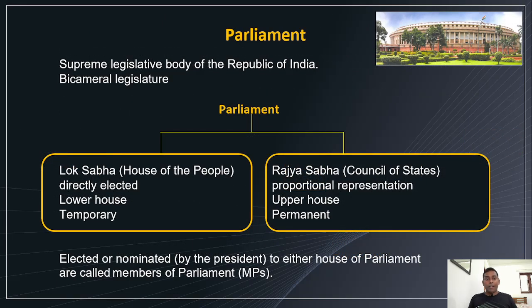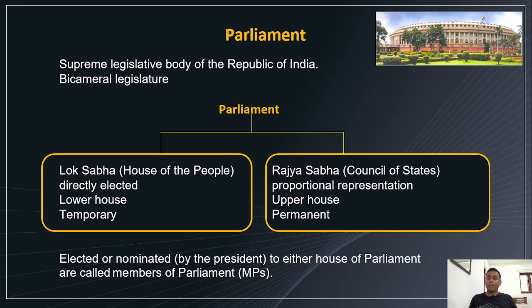Next is parliament. Parliament is a supreme lawmaking body, or we can say supreme legislative body. Legislature means lawmaking, right? Body of the Republic of India. And it is bicameral. Bi means two. Bicameral means two houses, right? So Indian Parliament consists of two houses: Lok Sabha and Rajya Sabha, House of the People and Council of States.